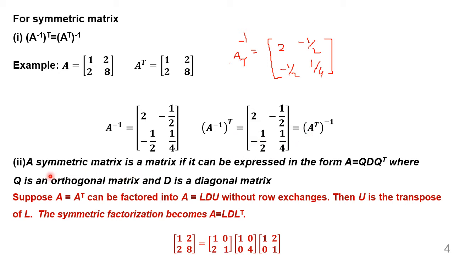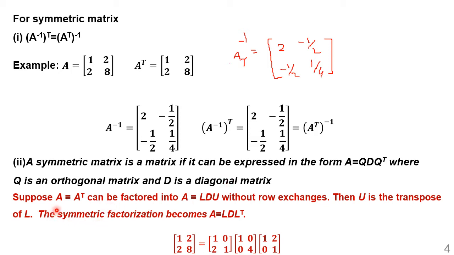The second special property is that a matrix is said to be symmetric if it can be expressed in the form A equal to Q B Q transpose, where Q is an orthogonal matrix and B is a diagonal matrix. The diagonal elements need not be eigenvalues.